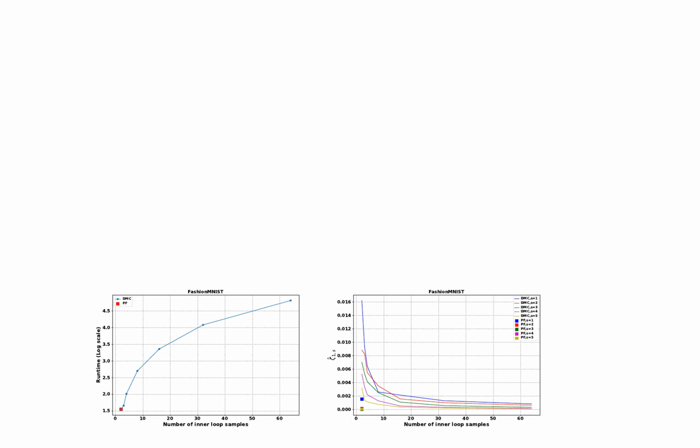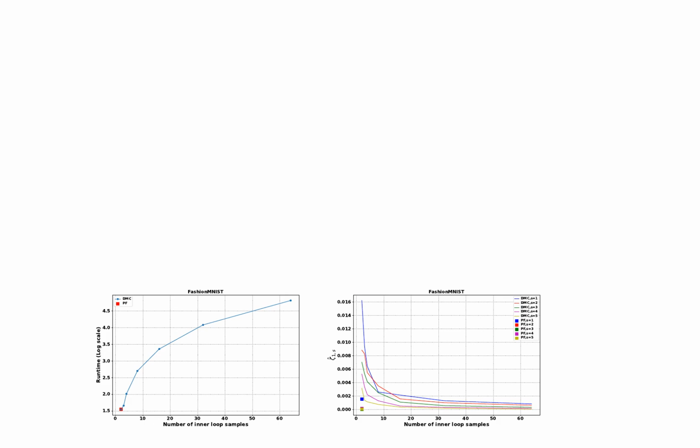In the Fashion MNIST dataset, a comparative analysis between the DMC and PF algorithms reveals significant differences in runtime and accuracy. When evaluated with t equals 100, the DMC algorithm exhibits an exponential increase in running time as the number of inner loops increases, far surpassing that of PF, figure 11a. This underscores the importance of considering computational efficiency when selecting algorithms for complex tasks.